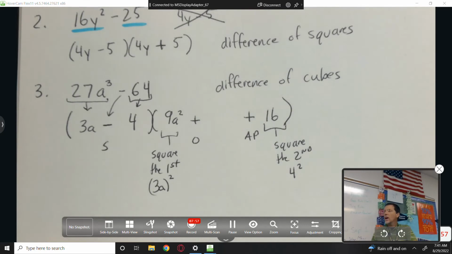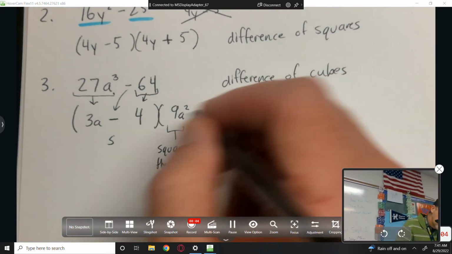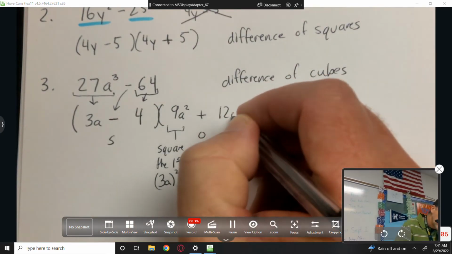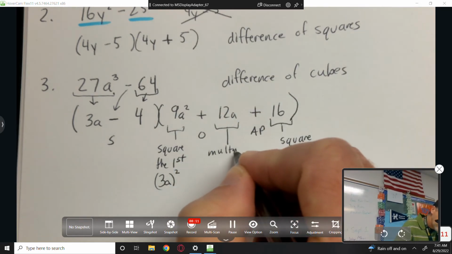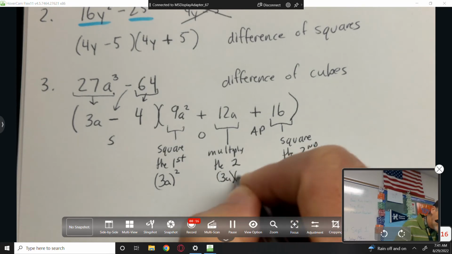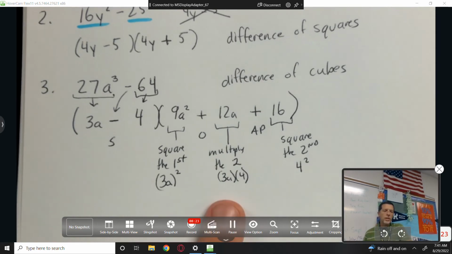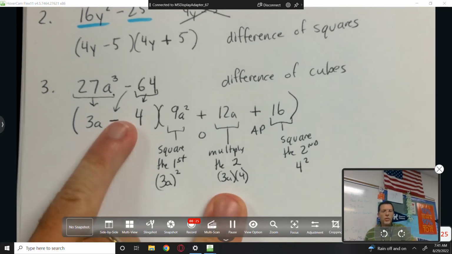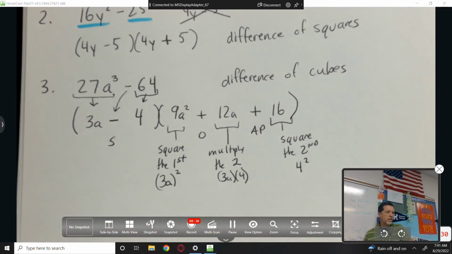And then do you remember how you get the middle term? A times 4. Yeah, you multiply the 2 together. So 3a times 4 would be 12a. And don't worry about pluses and minuses on any of that, because SOAP took care of the pluses and minuses. So people start thinking, wait a minute, if I multiply the 2 terms, what do I do with that negative? Don't worry about it. SOAP takes care of the signs.